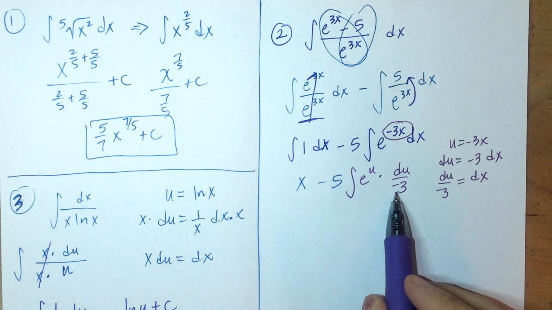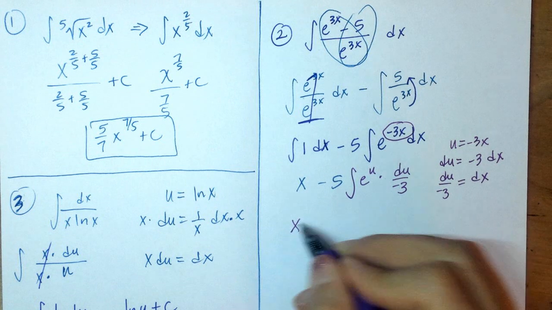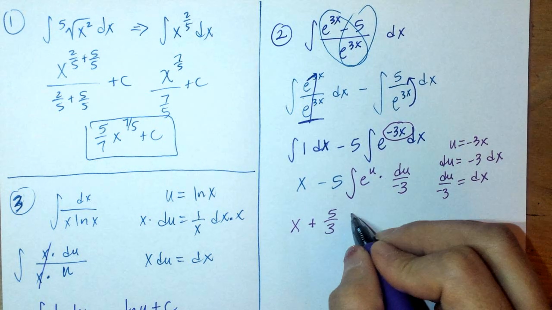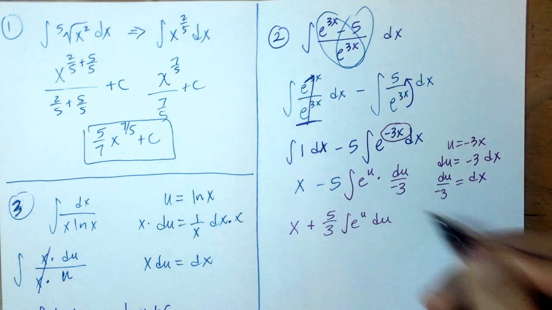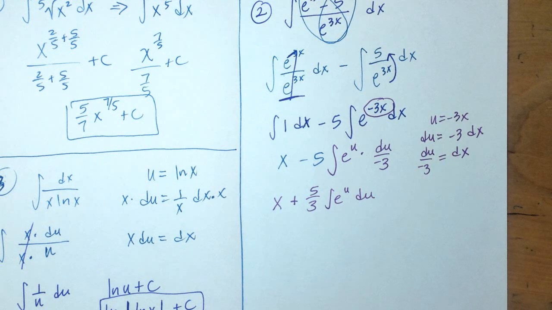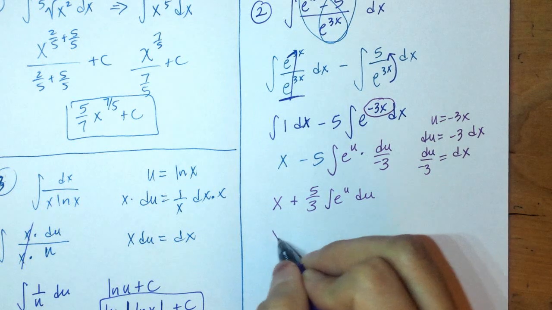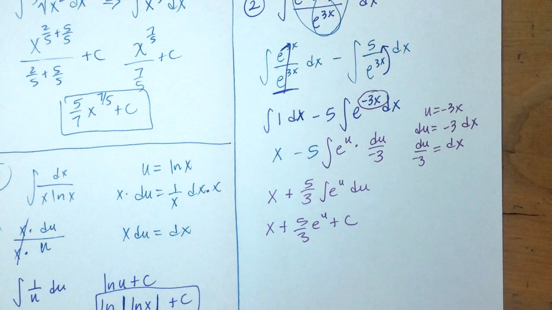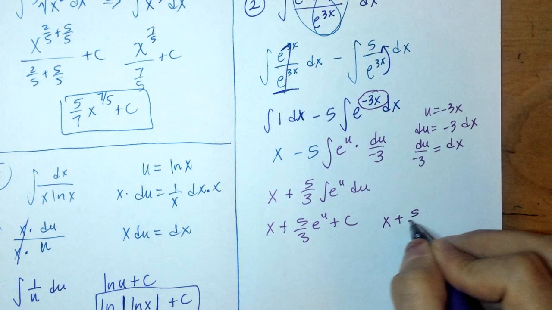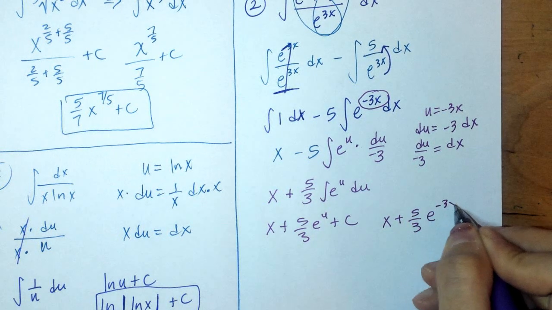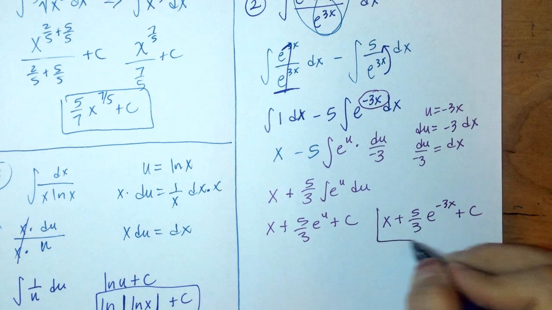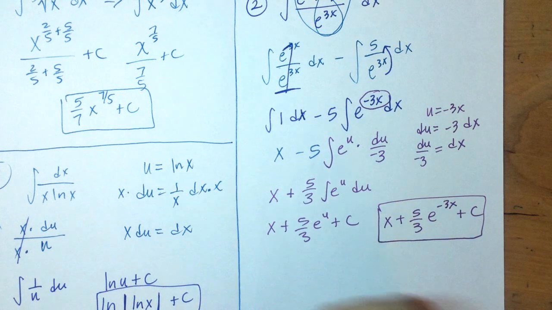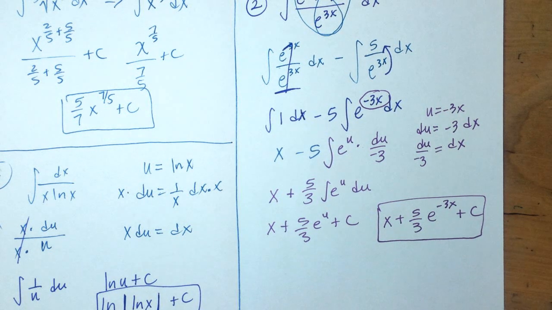So then, guys, I'm going to pull out this negative 3. Does that make sense? So I get x, a negative is a positive, and 3's on the bottom. So it'd be 5/3 integral of e to the u du. And so for this one, this would be x plus 5/3 e to the u plus c. And I'll just plug back my u, which is negative 3x. So that was number 2. That was number 3. Sorry, we're kind of jumping all over the place. So we did number 3.